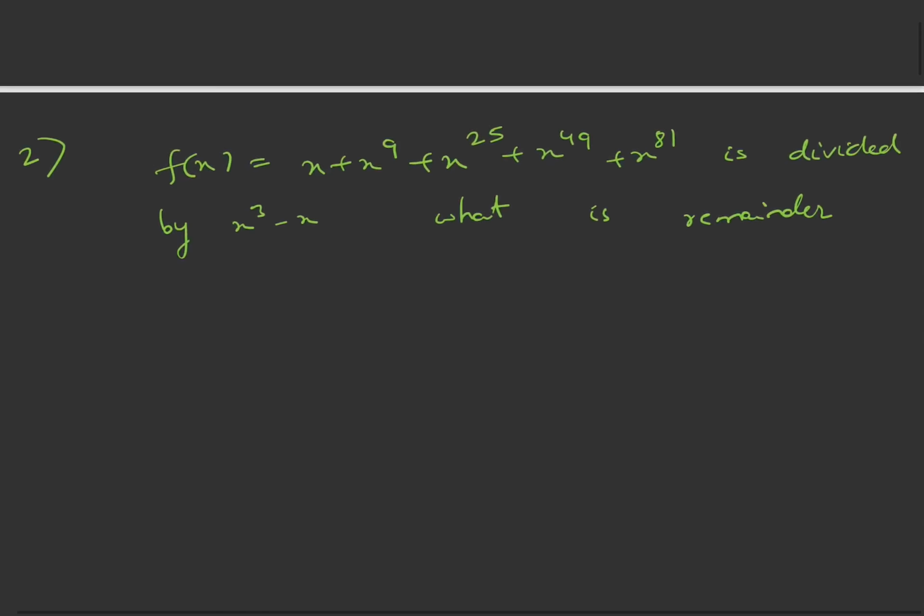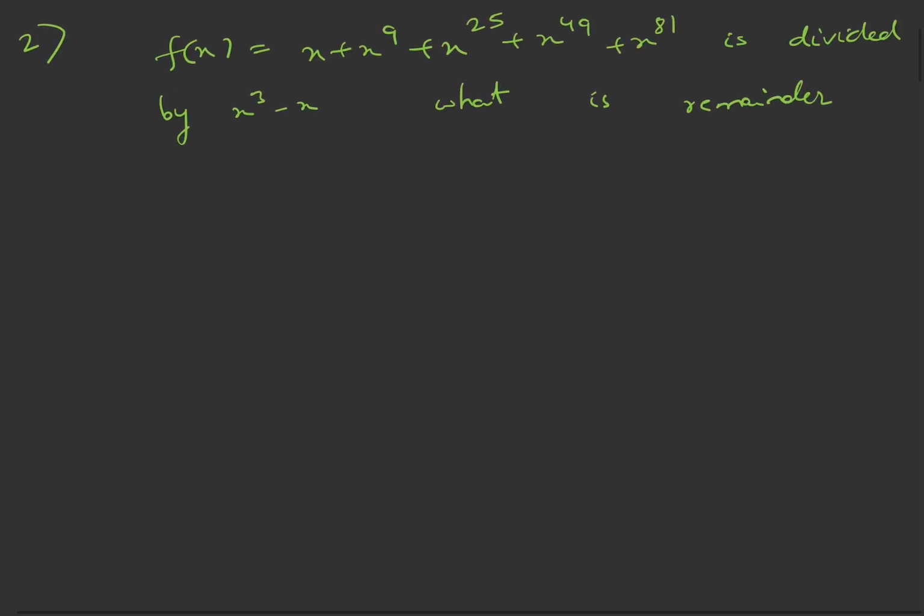So let us move to the second question. Here you were given a polynomial f of x divided by x cube minus x, and you were asked to find its remainder. This problem we will do by the usual method, that is using the remainder theorem. The remainder theorem is used for linear factors, right? If I were to ask you the remainder when f of x is divided by x minus a, then you would tell it as f of a.